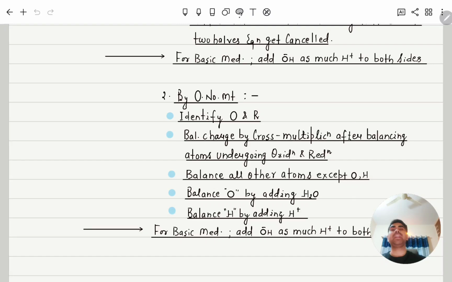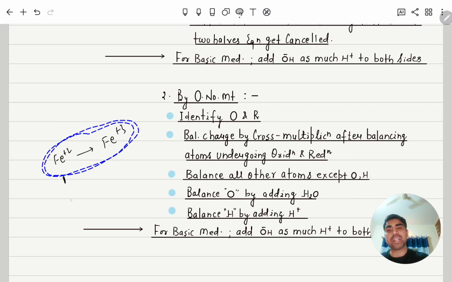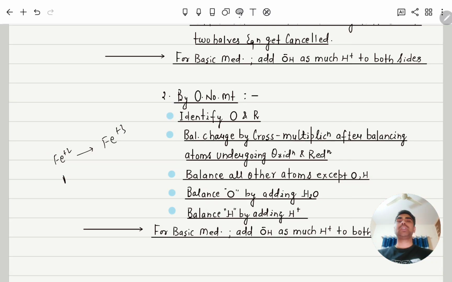Suppose for example iron is going from +2 to +3, then what is the oxidation number difference? If iron is going from +2 to +3, the difference is 1, correct? So here we balance charge by cross multiplication after balancing atoms. First we have to balance those atoms which are going for oxidation and reduction. First we will balance both atoms, and then we will cross multiply their charge difference, the oxidation number difference, and then we will balance other atoms.